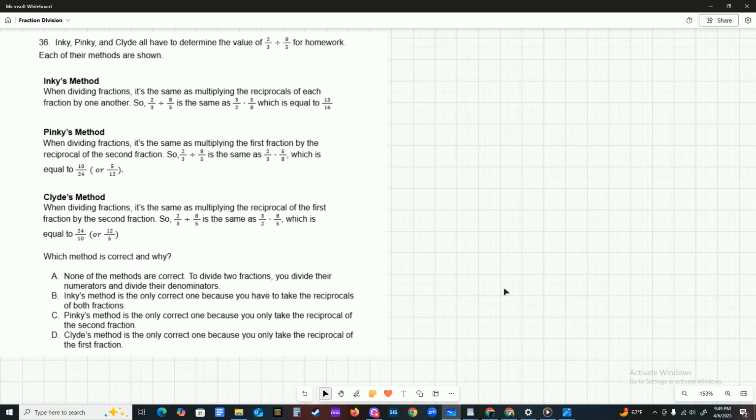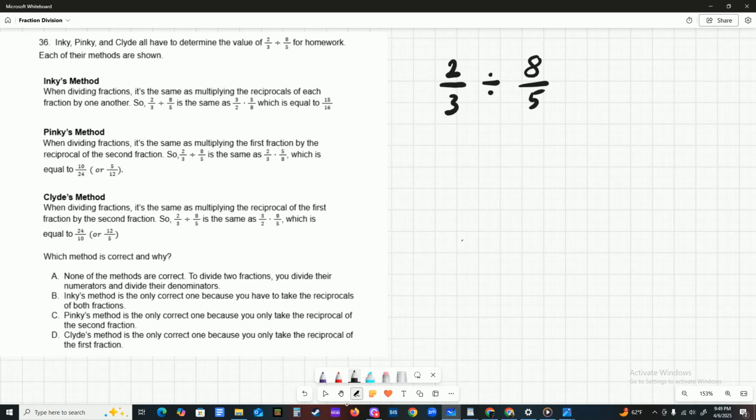Here we got a fraction division problem. Inky, Pinky, and Clyde all have to determine the value of 2/3 divided by 8/5 for homework. Each of their methods are shown. So I'm going to write down the problem so we can see it better. 2/3 divided by 8/5. Right? 2/3 divided by 8/5.